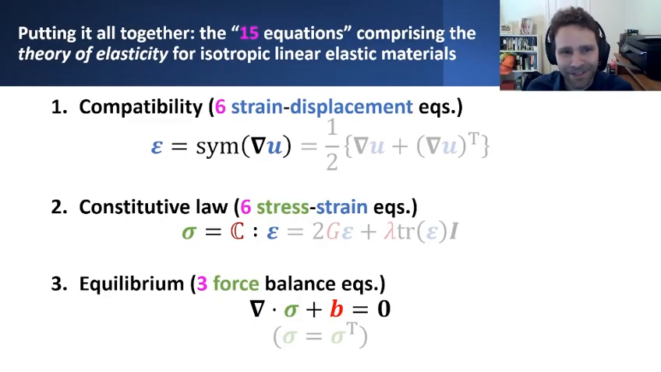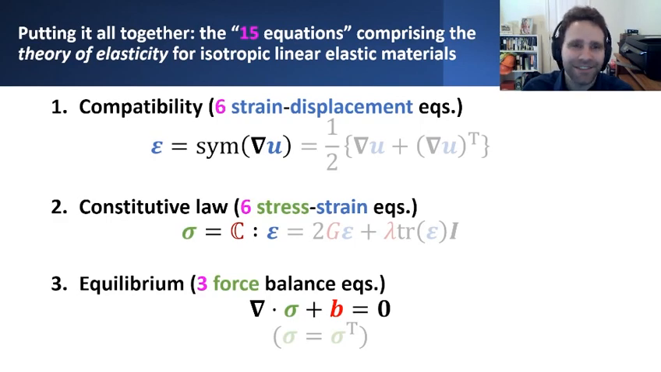So compatibility and these strain-displacement relationships gave us this description of a strain tensor, this 3x3 array of strain components, which was related to, in fact, the gradient of the displacement field, itself a tensor. And more specifically, the strain tensor was the symmetric part of the displacement gradient.